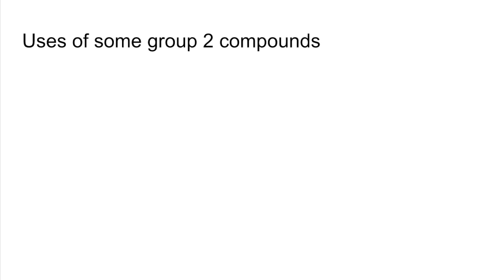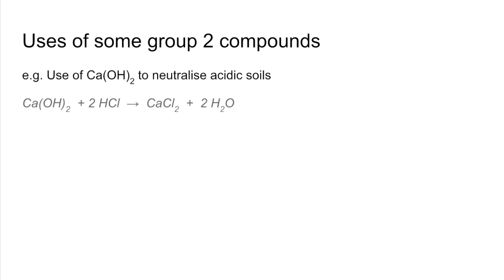So we'll finish with some uses of group 2 compounds. So calcium hydroxide is used to neutralize acidic soils. So there's an equation that illustrates that.